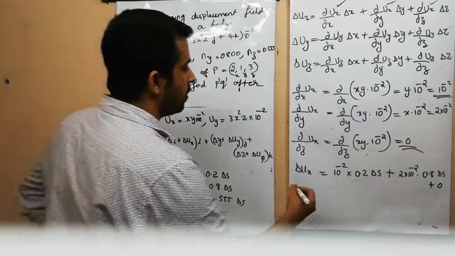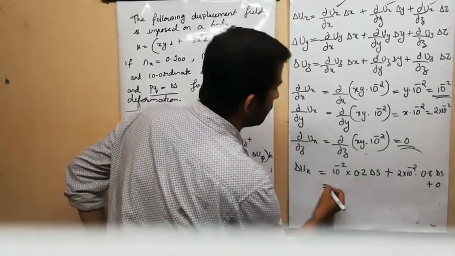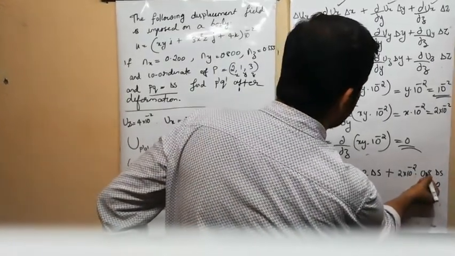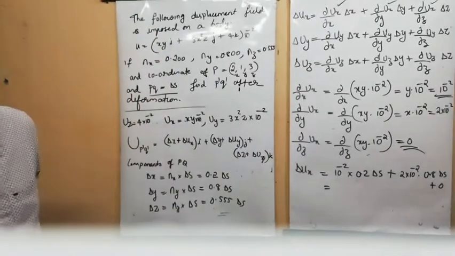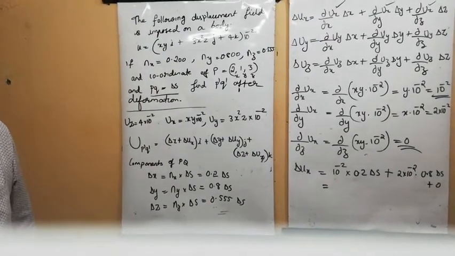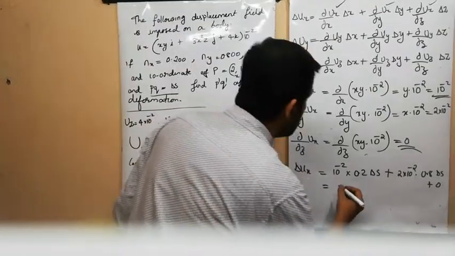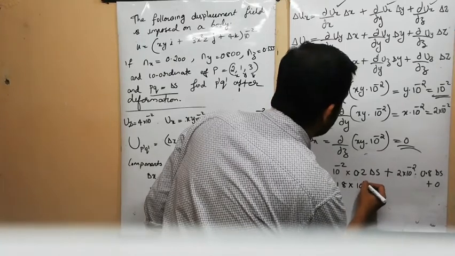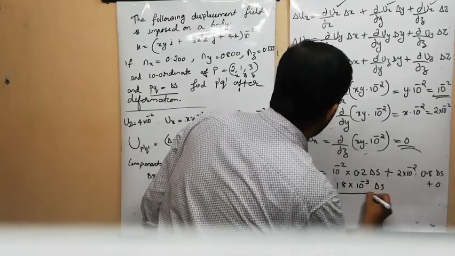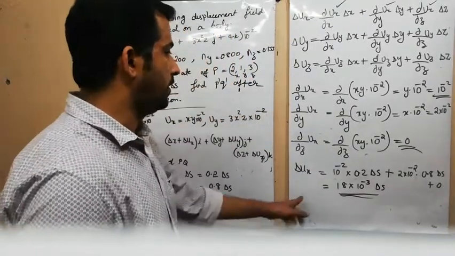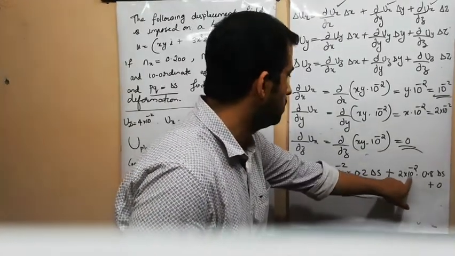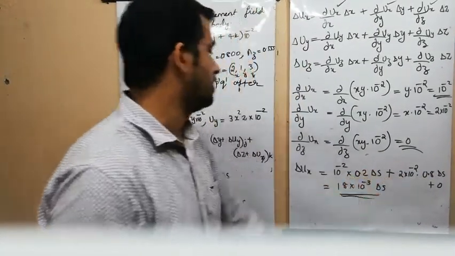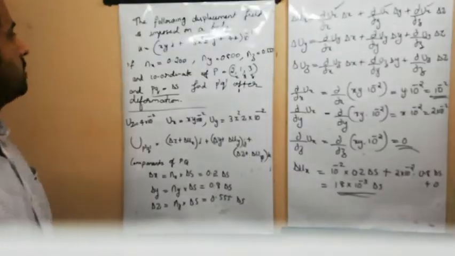So this is the value for delta ux. Delta ux is equal to 18 into 10 power minus 3 delta s. So this is the value for delta ux: 2 into 10 power minus 3, 8 into 10 power minus 3, 8 plus 8 is 16, 16 plus 2 is 18, 18 into 10 power minus 3 delta s, that is the value for delta ux.